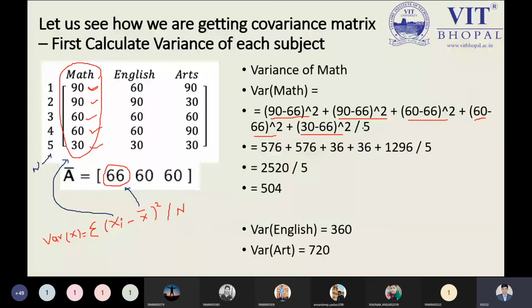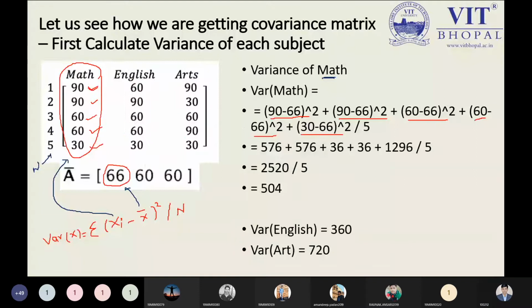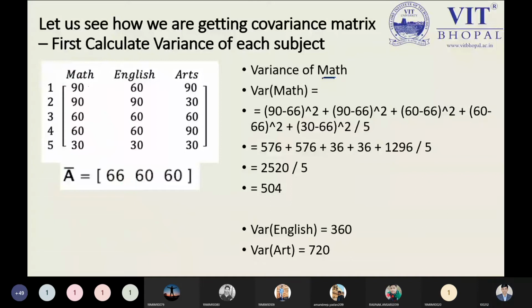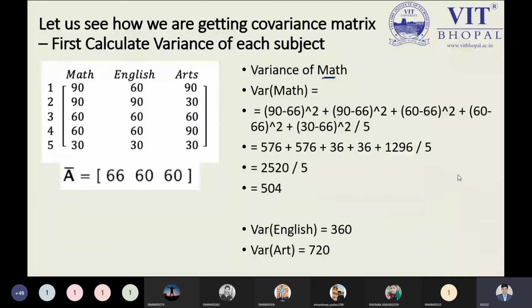So first we need to calculate the variance of each and every subject. If I try to calculate the variance of the math subject, I'm writing variance of math here. So how are we getting it? Let me explain. Don't worry, I'm just explaining in a simple way. You will be able to understand how we are getting it.